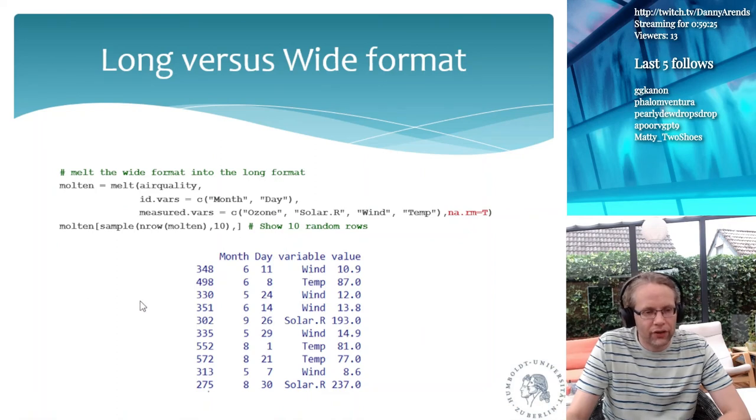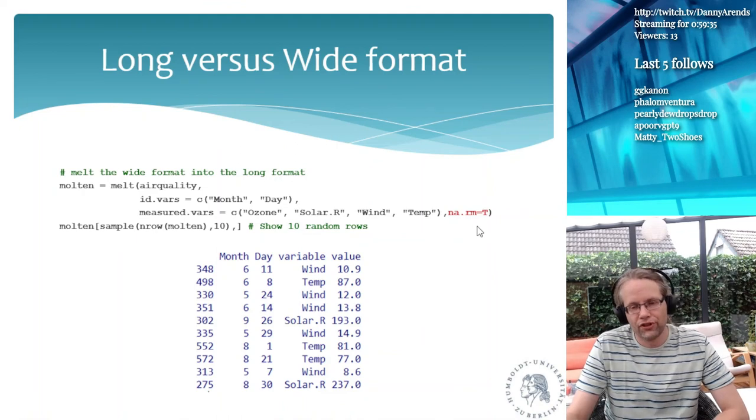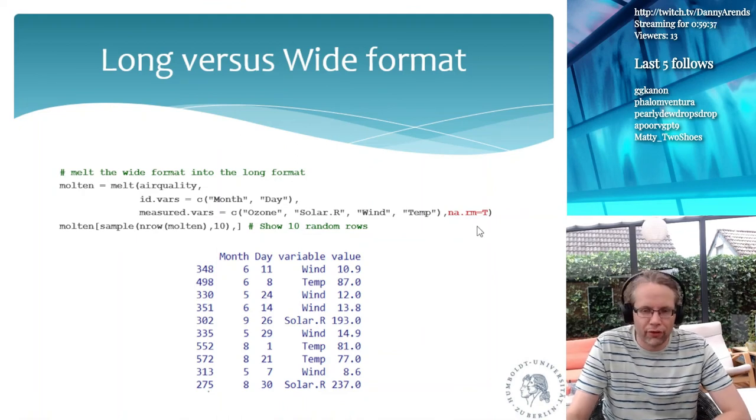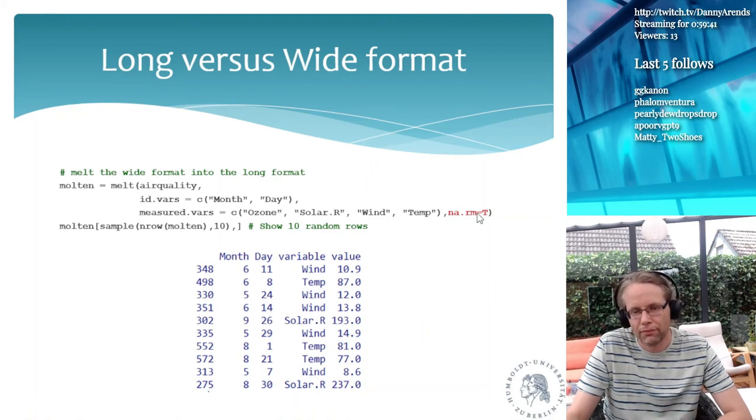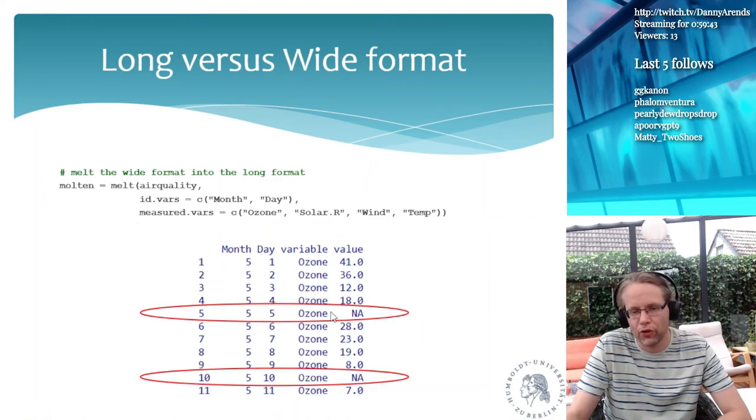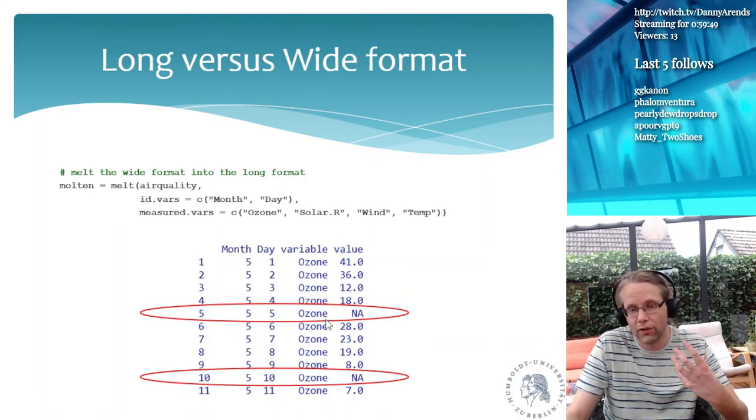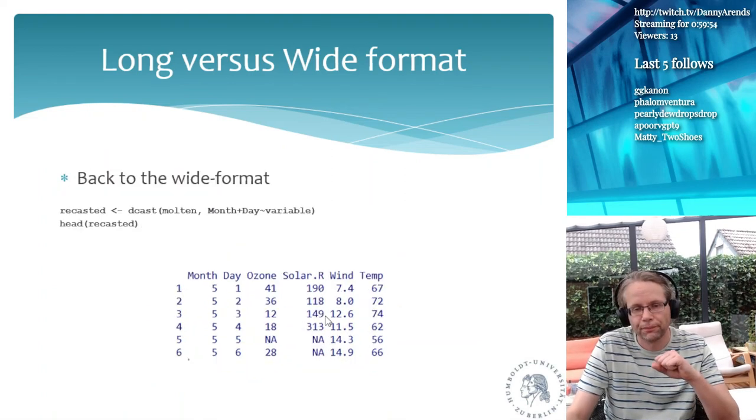So na.rm equals T. It's actually better nowadays to spell out TRUE, T-R-U-E, and that is just because R doesn't like you specifying TRUE and FALSE by T and F anymore. But the NA remove will just remove all of the non-informative rows when you are melting from the wide format into the long format.